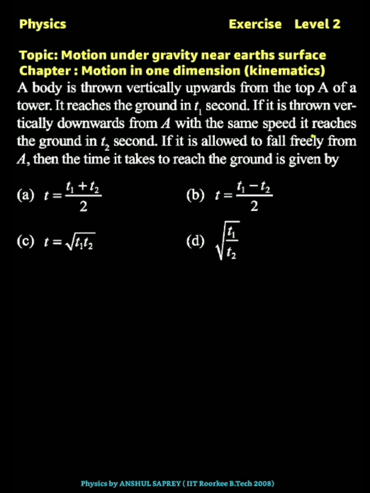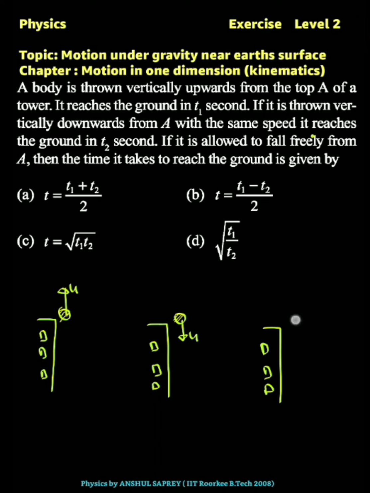So let us draw the diagram showing the three cases. In the first case, the ball is thrown upward from the top of the tower. So suppose this is the tower or the building. The ball is thrown upward with u, and in the second case, the ball is thrown downward with velocity u, and in the third case, the ball is dropped with initial velocity 0, or from rest. So the time taken during the motion in the first case is t1, in the second case is t2, and in the third case it is t. So we have to find t in terms of t1 and t2.